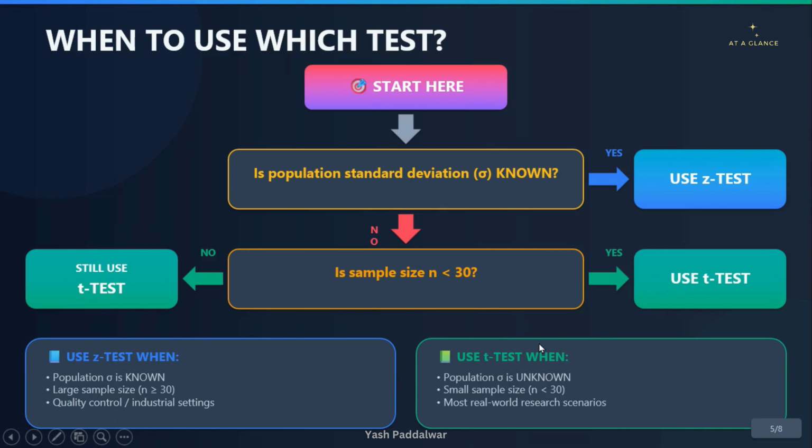There are other tests too, which we'll be discussing in the upcoming videos. So I hope the usage of both these tests, when to use it, in what cases we need to use it, is clear to you all. So with this, we come to the end of the video, and I hope the actual difference is clear to you all.